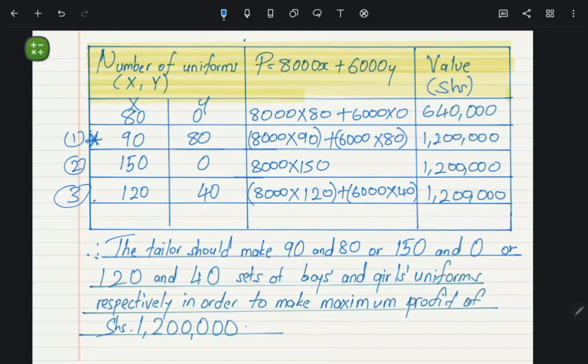You understand? Or you could just decide to give the teacher all the options, since they just wanted to know which sets of uniforms to be produced. They have not specified which is the best or not, as long as the sets of uniforms can give the maximum profit.